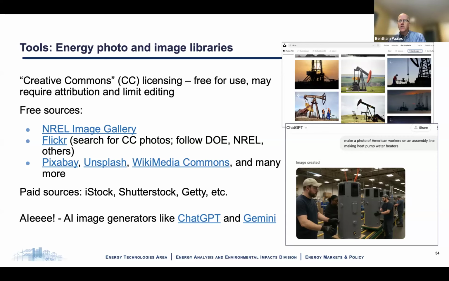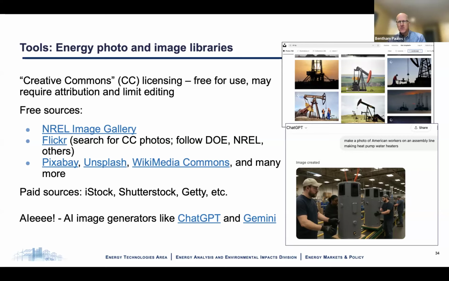And increasingly, there is AI. To create an example, I wanted to have a photo of American workers on an assembly line making heat pump water heaters. Here on the right, this is a website called ChatGPT. So I put in that prompt and it created this photo for me, which is reasonably good. The water heaters look a little small relative to the people, but not bad for a first try.